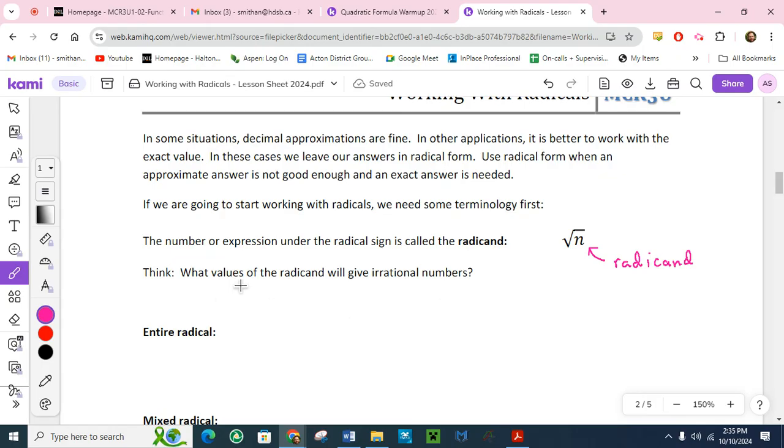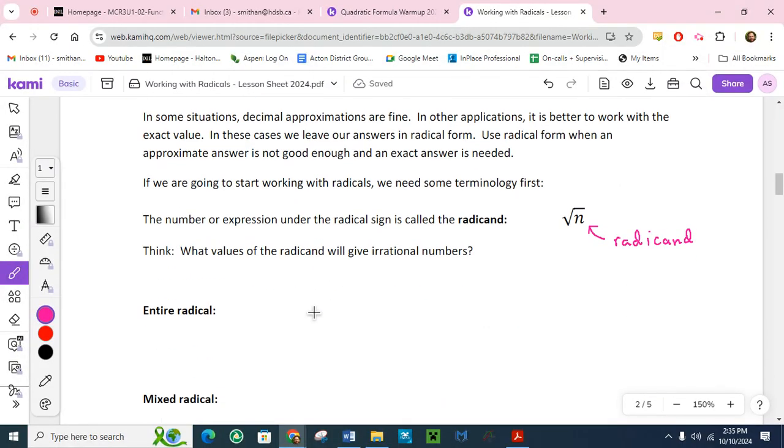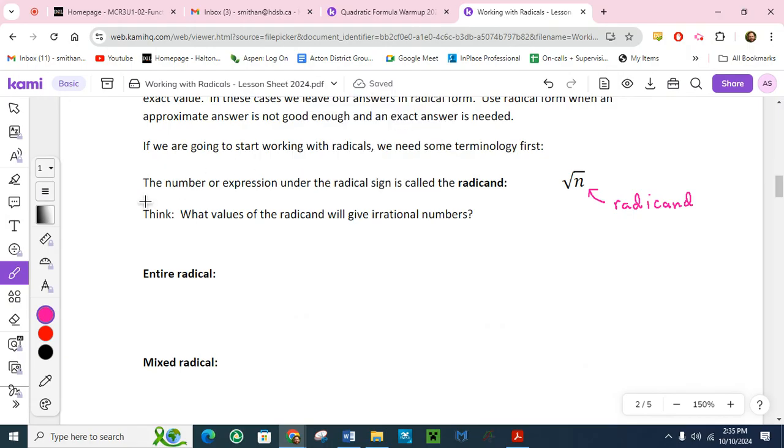And we kind of had a talk about this earlier, but if you think about values of the radicand that will give irrational numbers, we talked about this on the front, right? The root of 9 isn't an irrational number. It's equal to 3 because it's a perfect square. Same with root 64. It's a perfect square. So do you guys have this in your notes? Okay, good. Making me nervous for a second there. So what values of the radicand will give irrational numbers? Numbers that are not perfect squares.